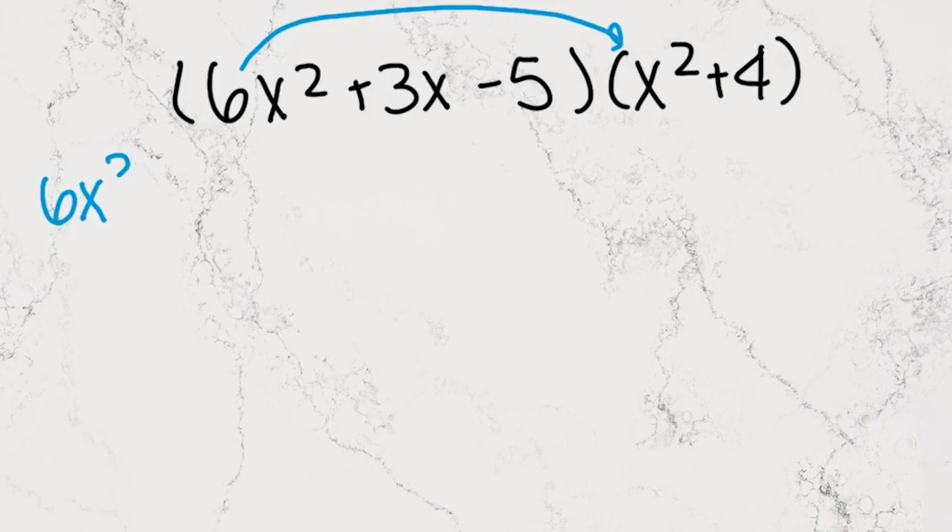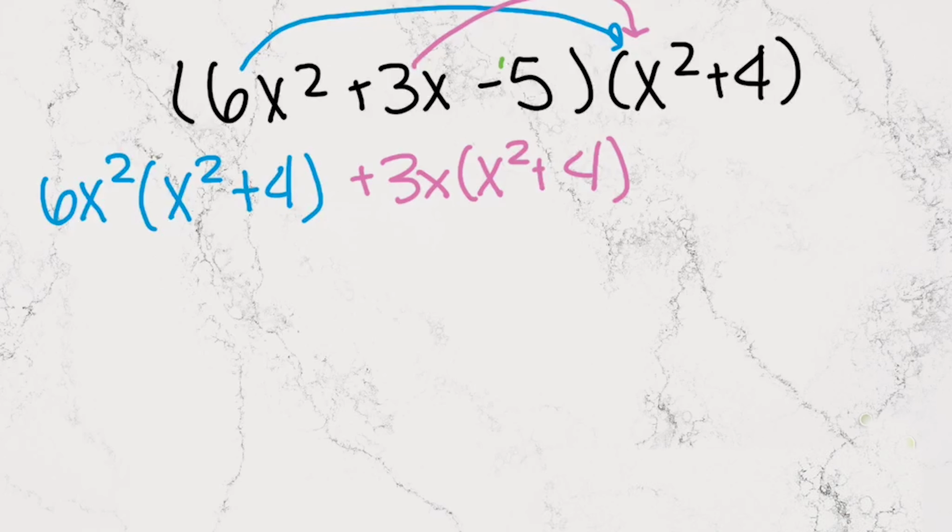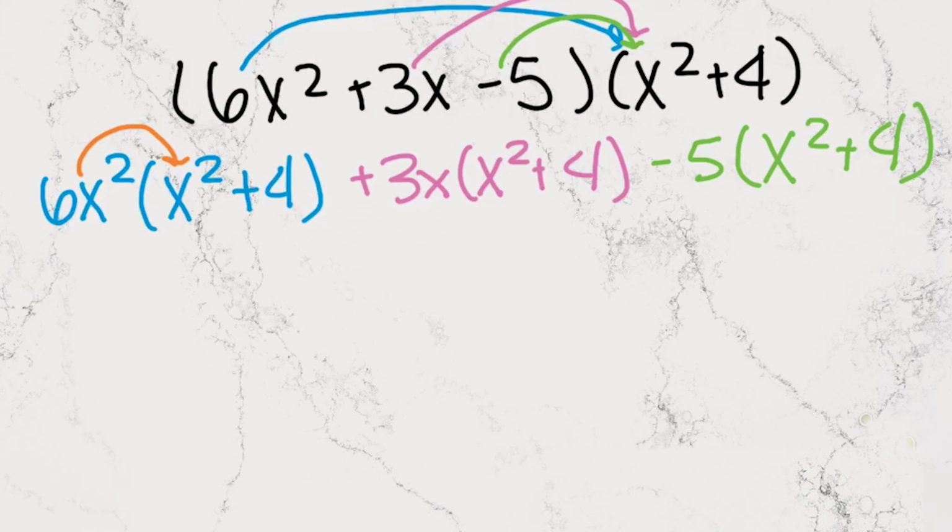So 6x squared by x squared plus 4. And 3x is going to go by the whole binomial. And then negative 5 as well. First up, let's distribute. 6x squared times x squared.